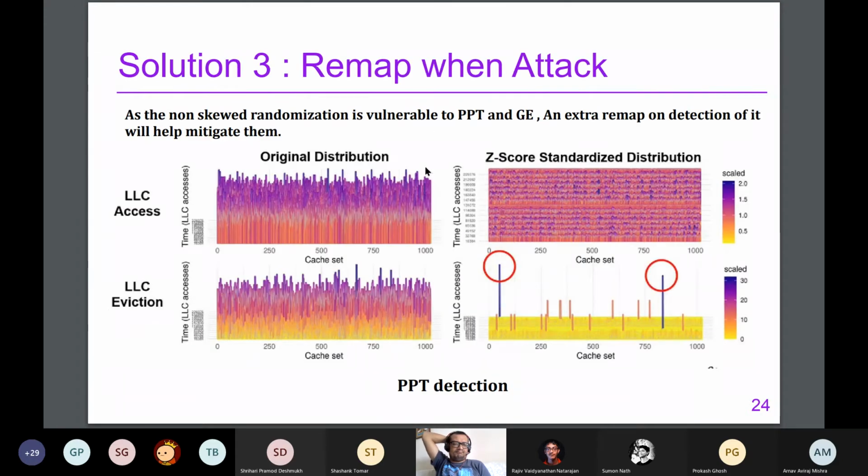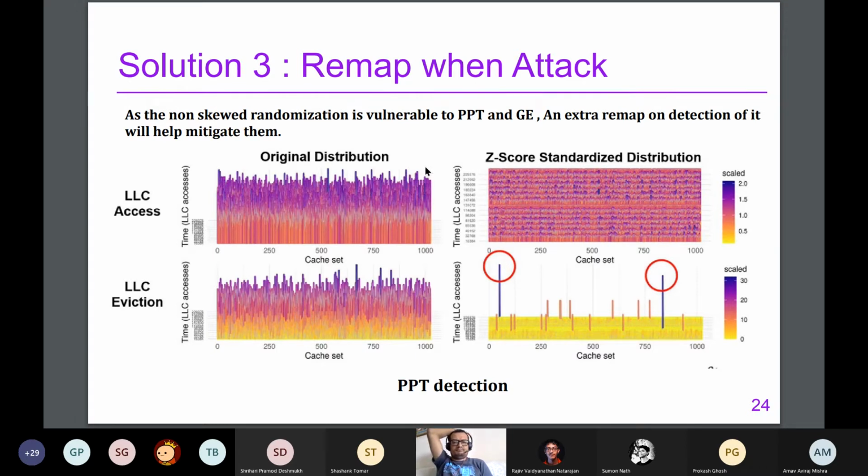So for that, we present a solution of remap when attacked. Along with remapping at every particular interval, we can also have a remap whenever we detect an attack in the system. It might be based on the number of LLC counts. As you can see here, the recorded rate of LLC evictions, when standardized to Z score, shows two peaks. This is the data we obtained while running the PPT algorithm.